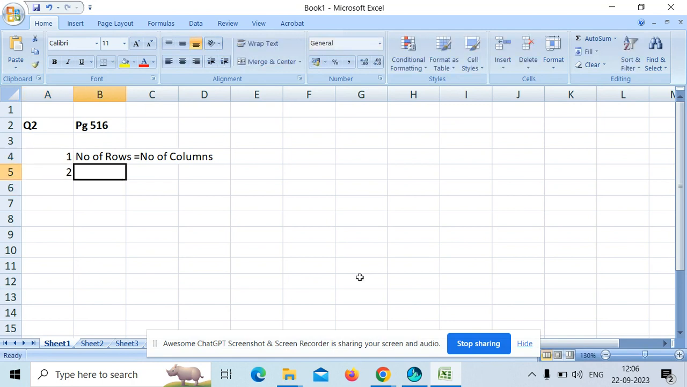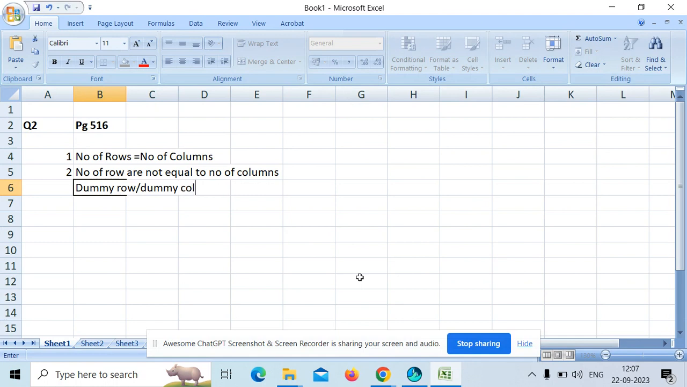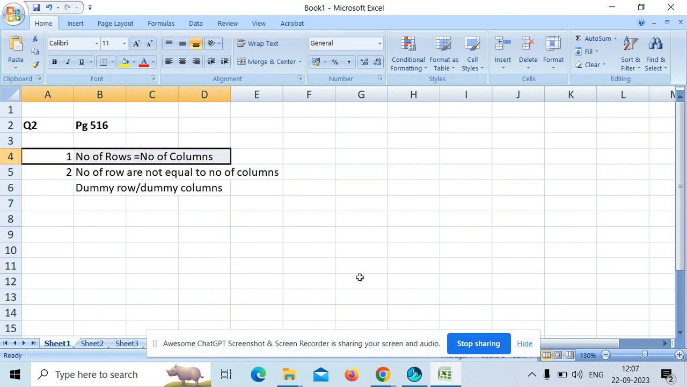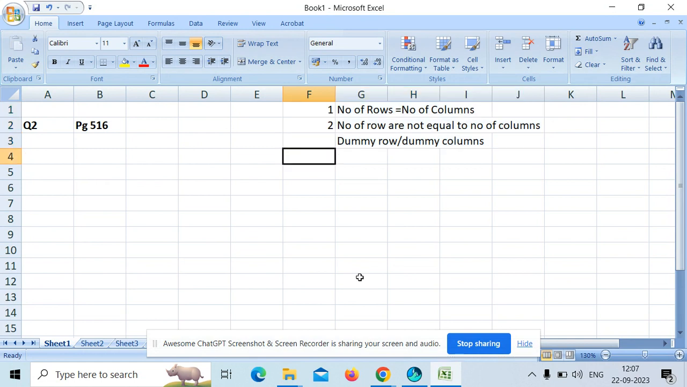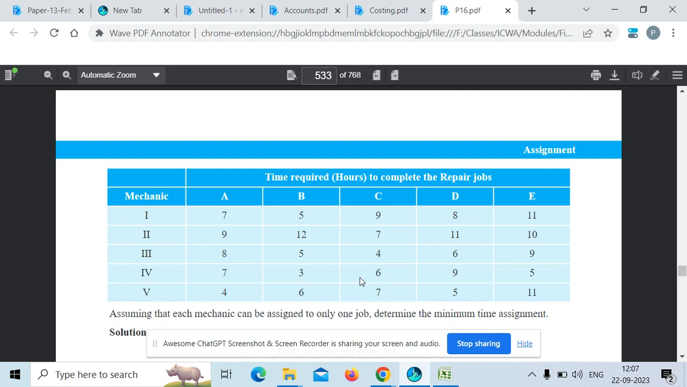If my matrix is not balanced, and the number of rows is not equal to the number of columns, then I'm supposed to make it balanced first by adding a dummy row or dummy column, and then start with my sums. These are the two normal rules which we need to check before starting our questions. Done till here. Now I start with noting down my question.